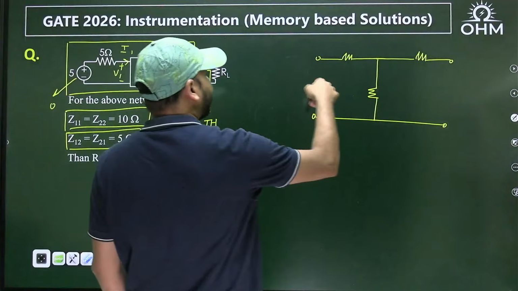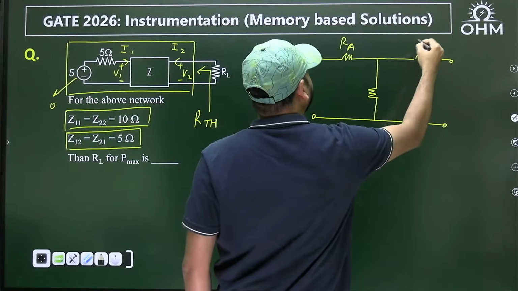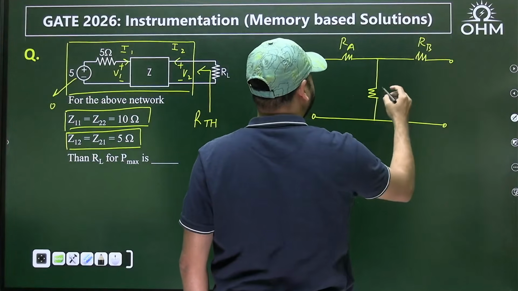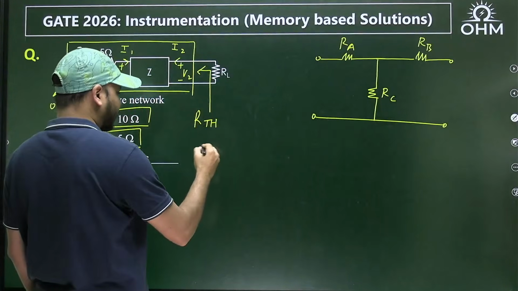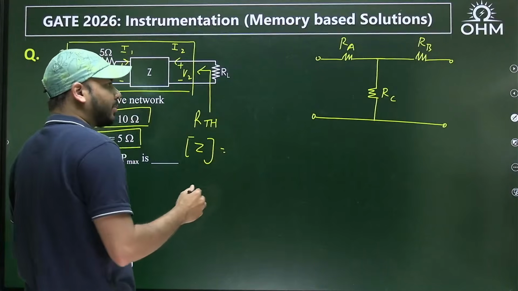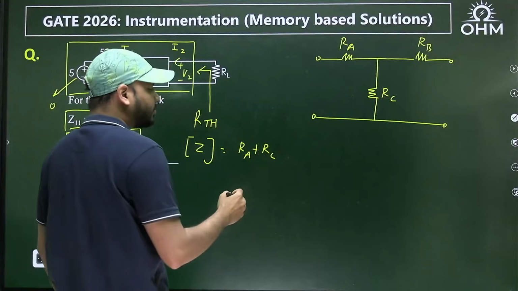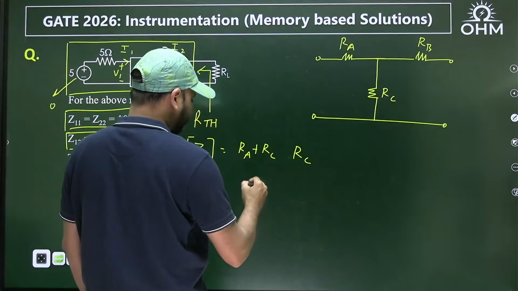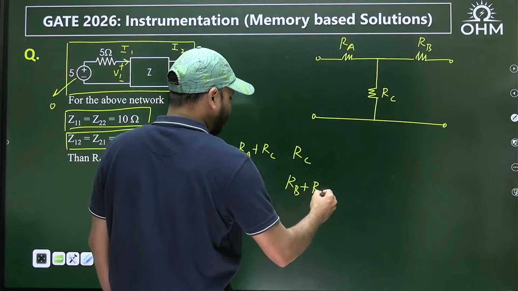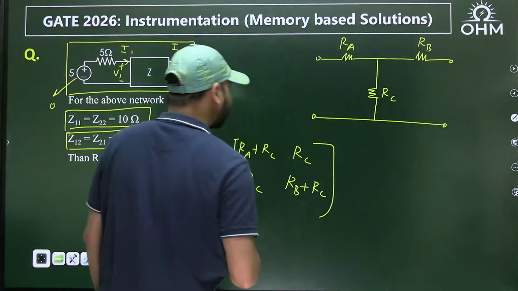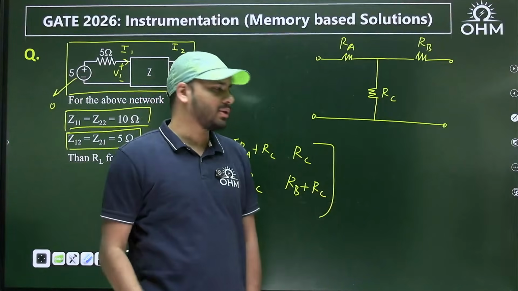So this is port 1 and that is port 2. If you call this resistance RA, this one RB, and this one RC, then for this two-port network the Z parameters can be easily written as RA plus RC, RC, RC, and then RB plus RC. So this is how we can write it. Not directly, but if you are already familiar with this, you can easily write this.